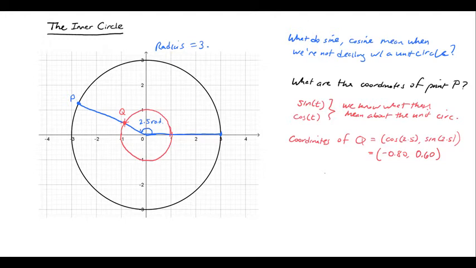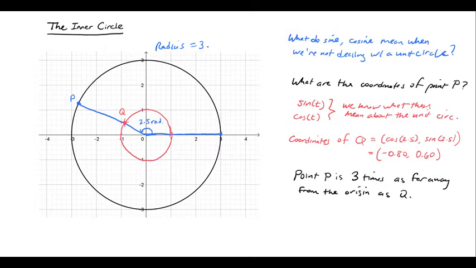Now, if I want to know what the coordinates of point P are, well, the main thing to understand about point P is that it is 3 times as far away from the origin as Q. Now, why is that? That's because if I look at the ray from the origin to point Q, that's 1 unit long. If I go along that same ray, I'll get to point P. I just have to go 3 times as far because the radius of that outer circle is 3.